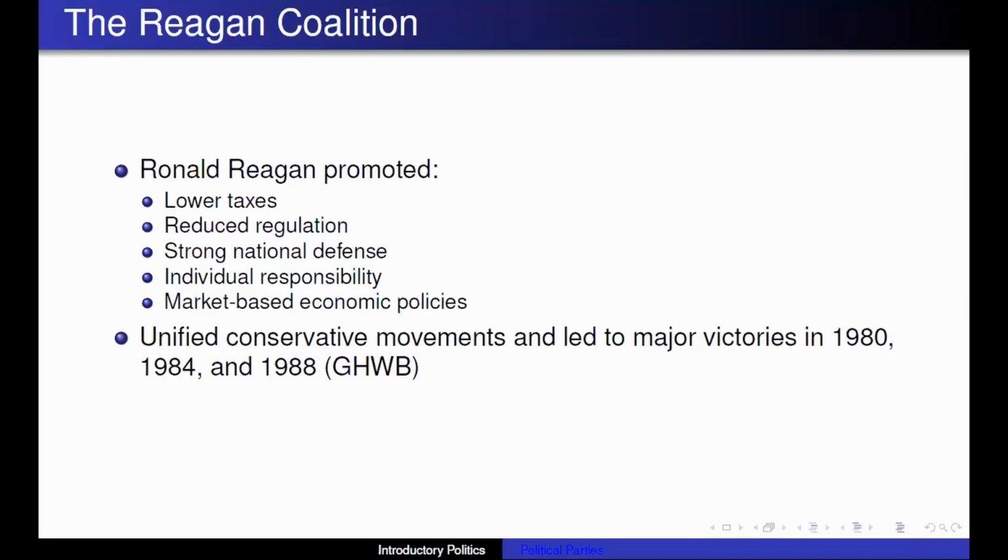So Reagan's conservative market-based economic policies focused on individual responsibility became the starting point for a durable political coalition that contributed to his victories in 1980 and in 1984. This does end up spilling over, however, into the 1988 presidential election that helped to get George H.W. Bush elected in 1988.